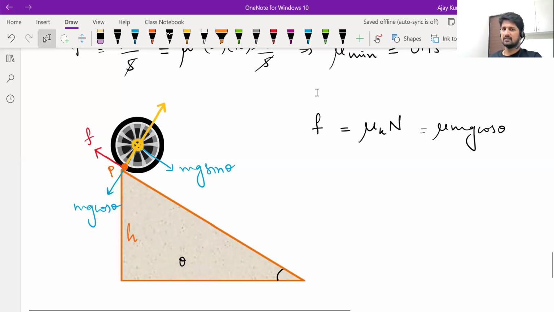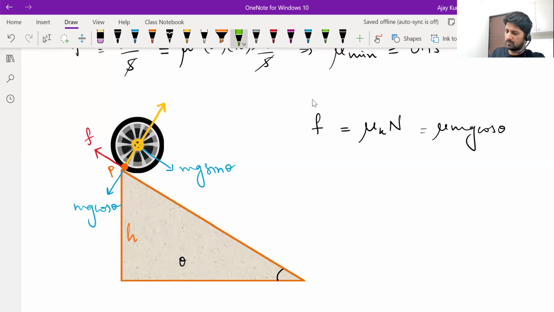But in this case, if friction is not sufficient to prevent slipping, you can't apply mechanical energy conservation. Because if friction is not sufficient, kinetic friction will be acting. Kinetic friction will be doing negative work here. Okay? Because we know this is rolling with forward slipping.